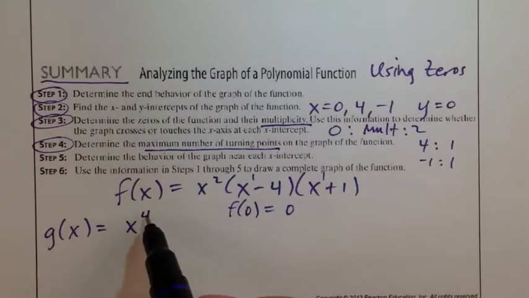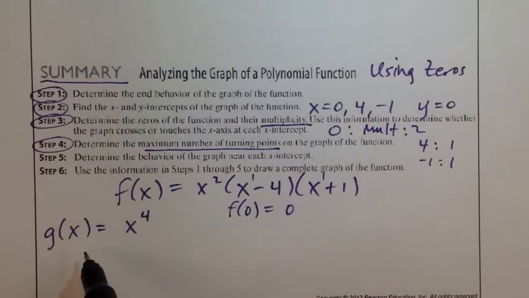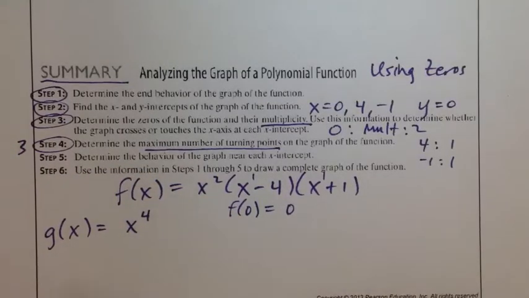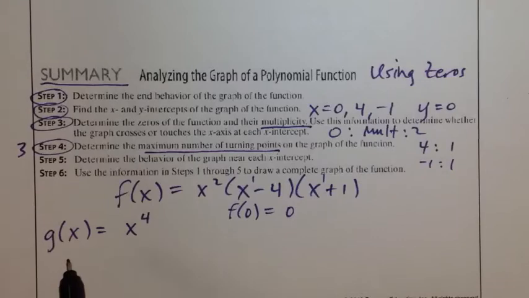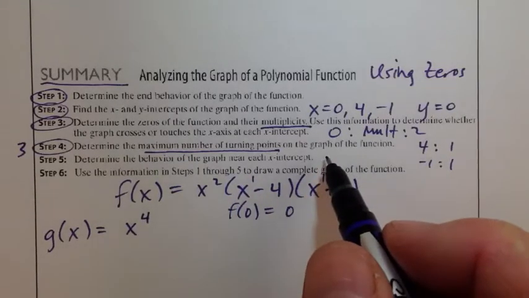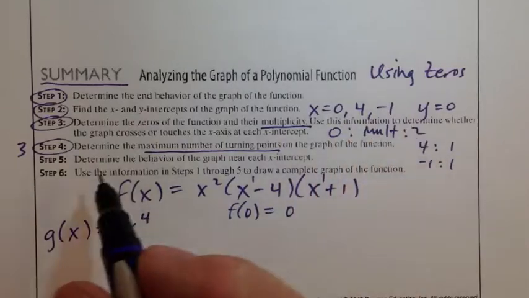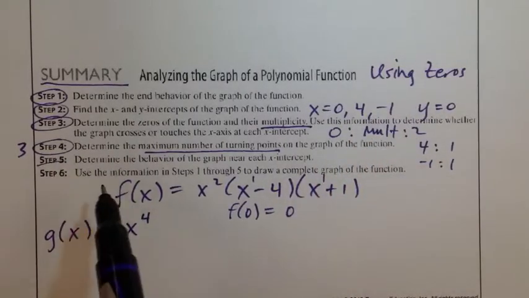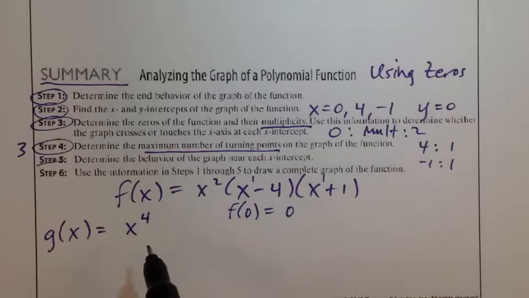Now, for step 4, determine the maximum number of turning points on the graph of the function. Since it's a fourth degree polynomial, the maximum number of turning points would be 3, always one less than the degree. The behavior of the graph at each x-intercept, we already talked about that. Then use the information to draw the complete graph.